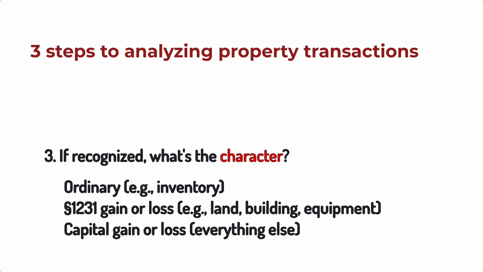If the gain or loss is recognized, then the third step is to determine the character, or how the gain or loss is treated on the tax return. There are 3 types of characters. The first is ordinary, such as inventory, which is taxed at ordinary income tax rates. Second is 1231 gain or loss, which is generally the sale of property or fixed assets used in a business. It can be taxed at a variety of different rates. And if it's not ordinary or Section 1231, then the property falls into the catch-all group, capital. And capital gain or loss can be taxed at either ordinary or long-term capital gain rates.